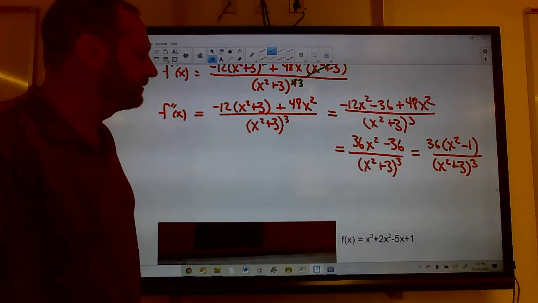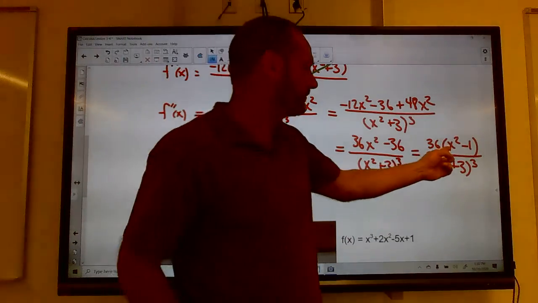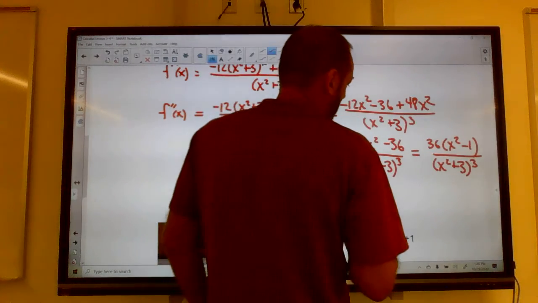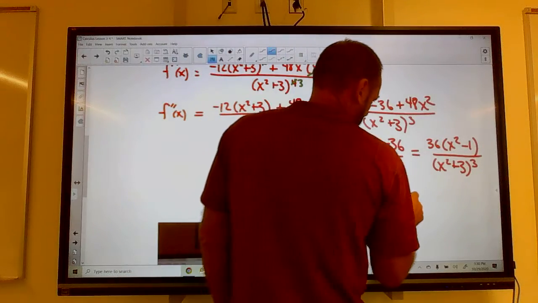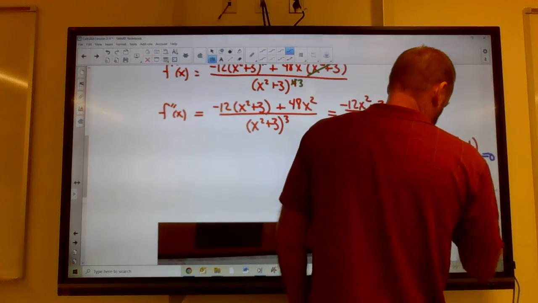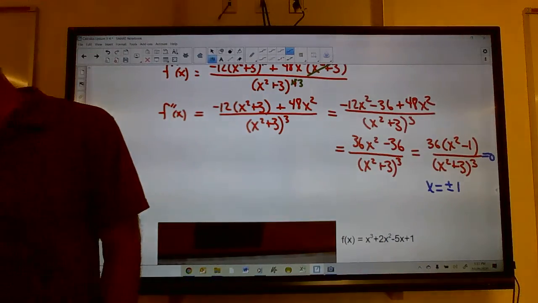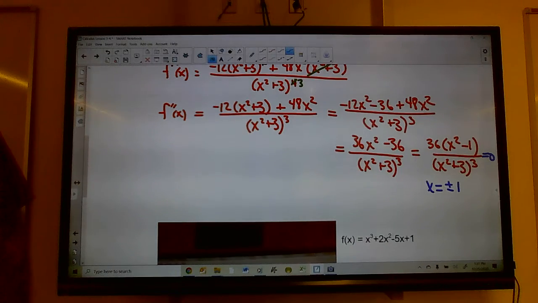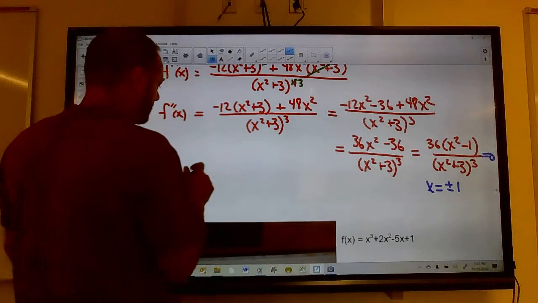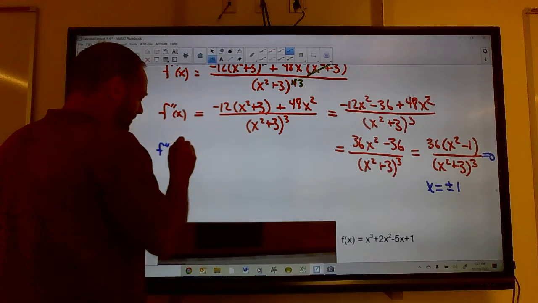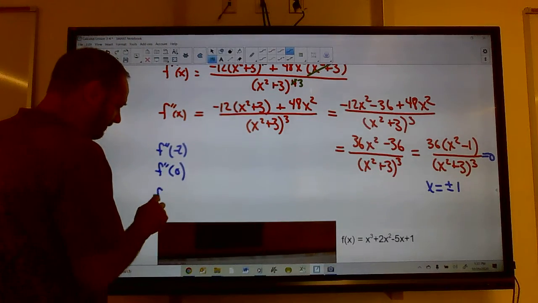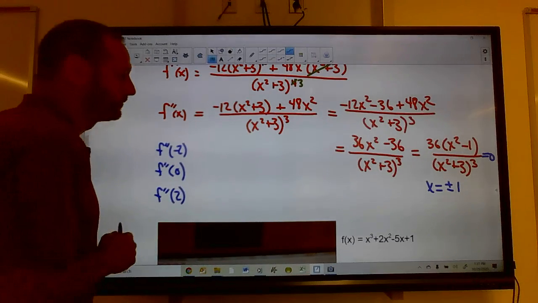Now, when is that derivative equal to 0? Well, if I take the numerator and set it equal to 0, that's going to be plus or minus 1. So this thing is going to have critical points essentially at plus or minus 1. So I can region test this thing, and it's going to break the graph up. I would region test it, find f double prime of negative 2, f double prime of 0, and f double prime of positive 2.